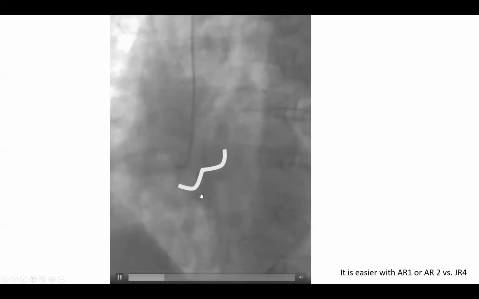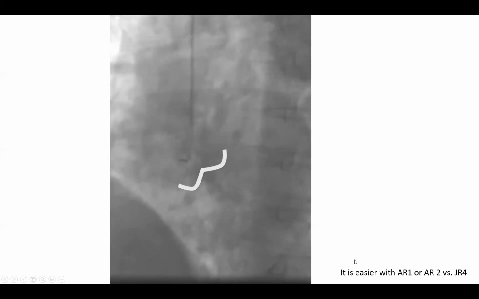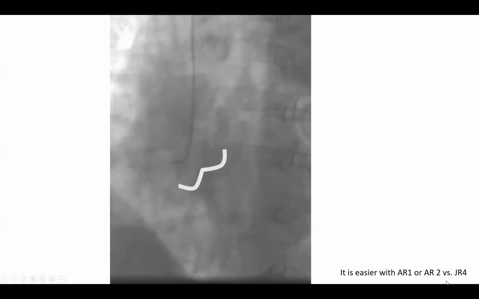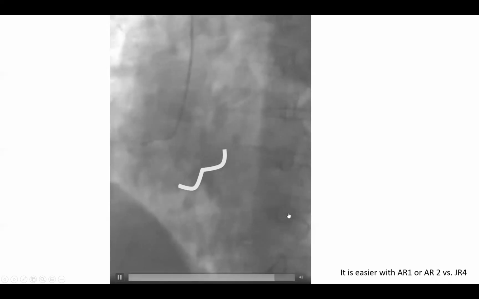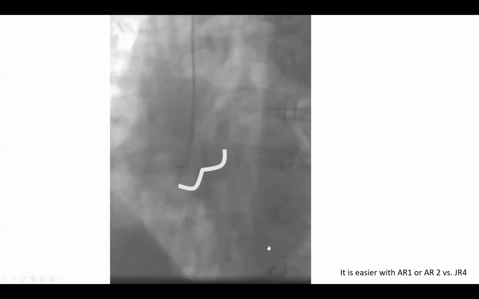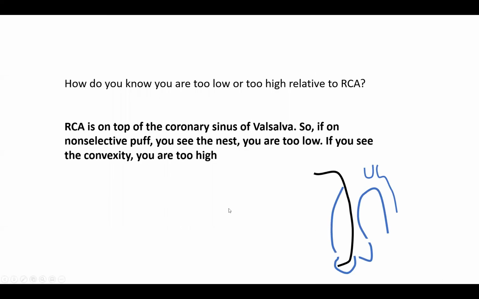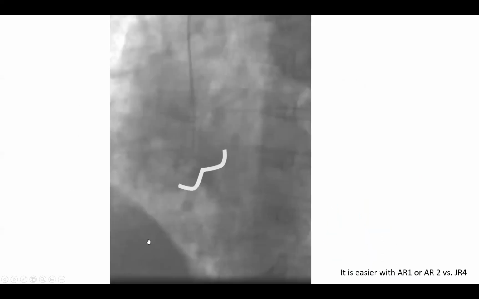And this maneuver is done with any catheter, whether Judkins or Amplatz right or Tiger, but it's easier with Amplatz right than with Judkins. I find that torque gets transmitted easier, especially in fellows' hands, with Amplatz right than with Judkins right 4. Okay? And this is my answer to the other question. How do you know you are too high or too low relative to the RCA? So it's the non-selective puff. If you see the nest, you are too low. If you see the convexity, you are too high.